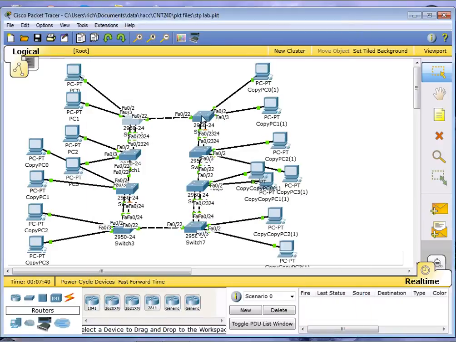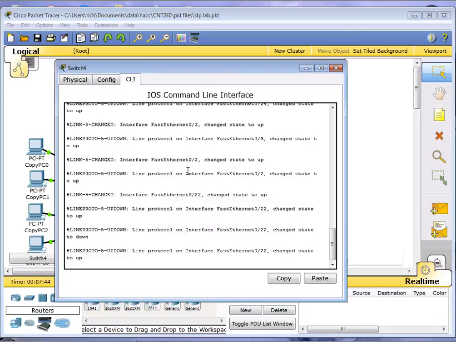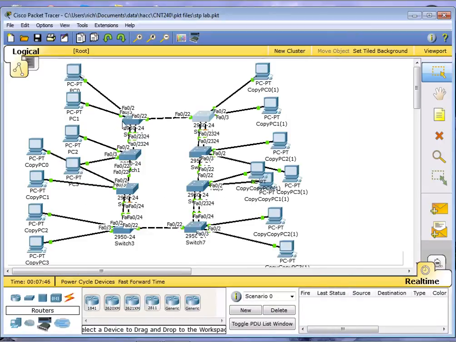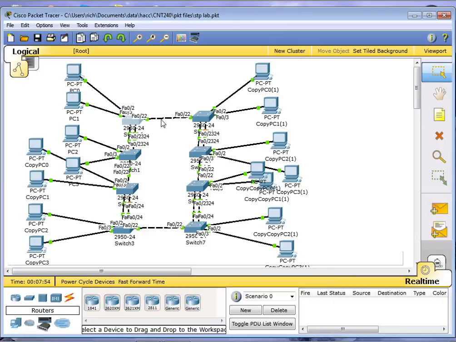Right, so it said 22 was the root port. Was I on the right switch? Which switch was on? Okay, I was on switch 0. So this says 22 is the root port for VLAN 3. So that tells me that to get to the root for VLAN 3, port 22 is connected to this switch.